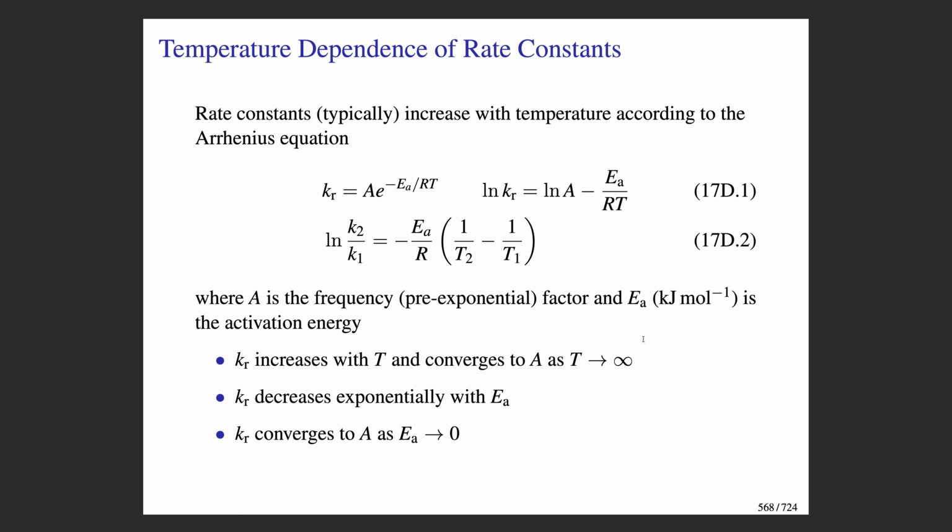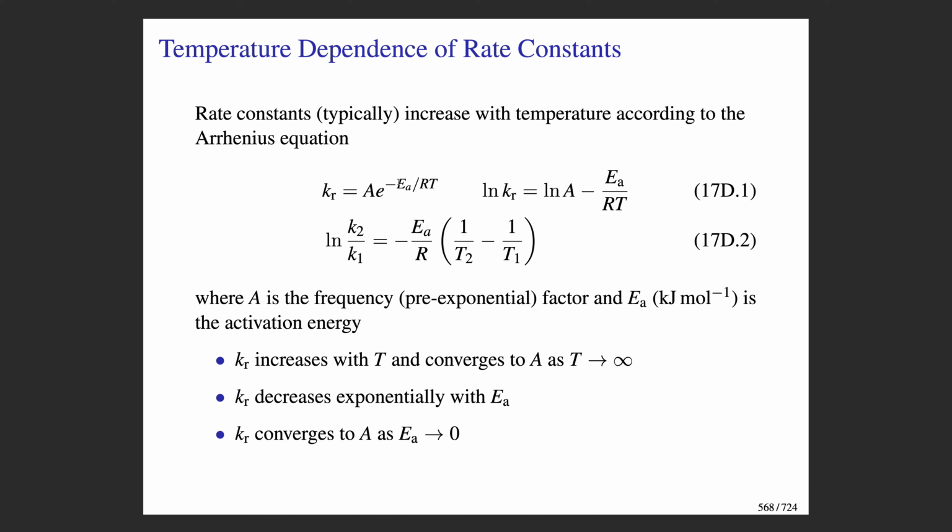And so if you go to the limit of large temperature, so if you take temperature to be infinite, you'll have e to the minus 1 over infinity, which is going to give you 0 in the exponent, which will give you e to the 0, which will be 1. So the very high temperature limit of the rate constant is the frequency factor. So k will increase with temperature.